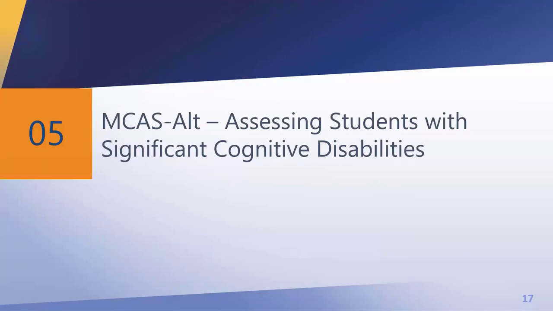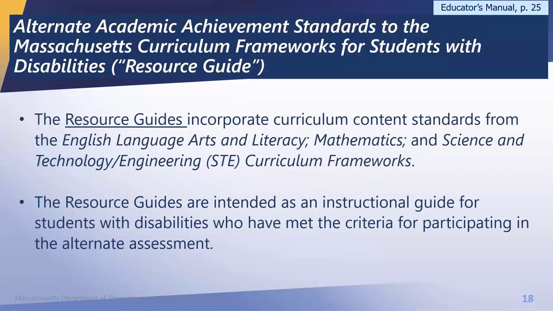Okay? So let's talk about how we're going to assess these students. So we have this document, and it used to be just called the Resource Guide. It is actually, and always has been, the alternate academic achievement standards to the Massachusetts Curriculum Frameworks, and this is for students with disabilities. This is a great tool.